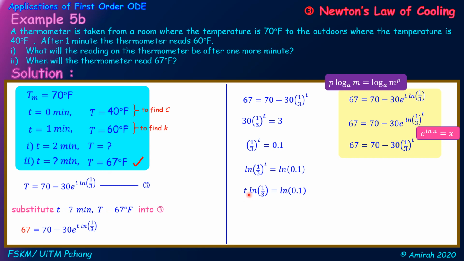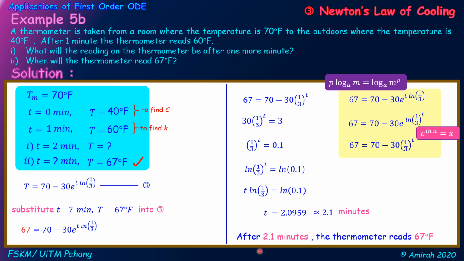After that, now we have a multiplication operation, so we can move ln 1 over 3 to the right hand side. We get time equals ln 0.1 over ln 1 over 3. Then using a calculator, we get time equals 2.0959. Then we need to put the unit. We can approximate time equals 2.1, and the unit for time is minutes.